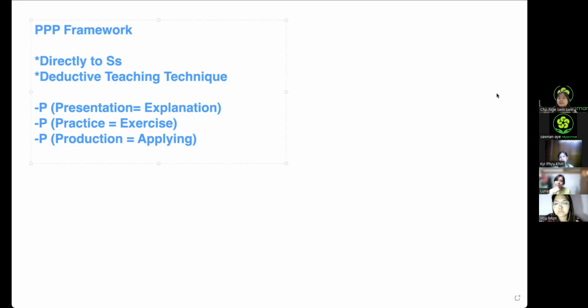And they will try to repeat the sentence. And they also have to remember what the other people say. That's also a kind of production stage. So we can try to do our production stage in many different ways.